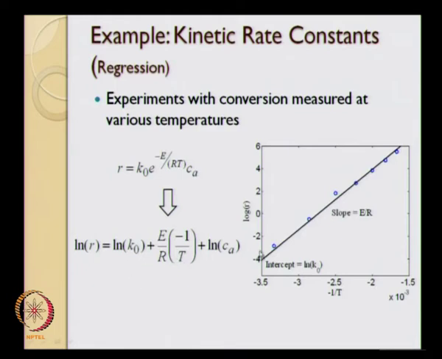So now if we plot log of r as the y axis and minus 1 by T on the x axis, what we should get, if this particular functional form is correct, is a straight line that passes through the data that we have over here. The intercept of this straight line is nothing but log of k0, and the slope of this line is essentially E by R.